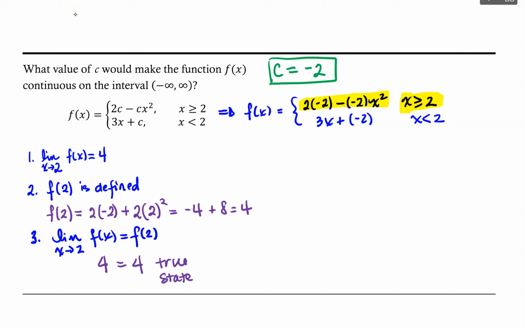So this means that with the selection of c equal to -2, we have ensured that this function, f of x, is continuous on the interval from -∞ to infinity.